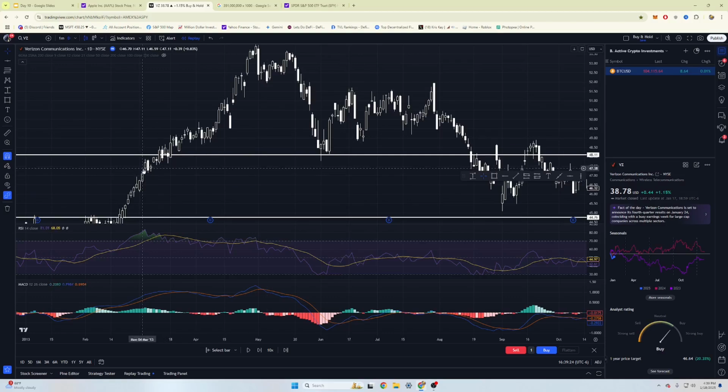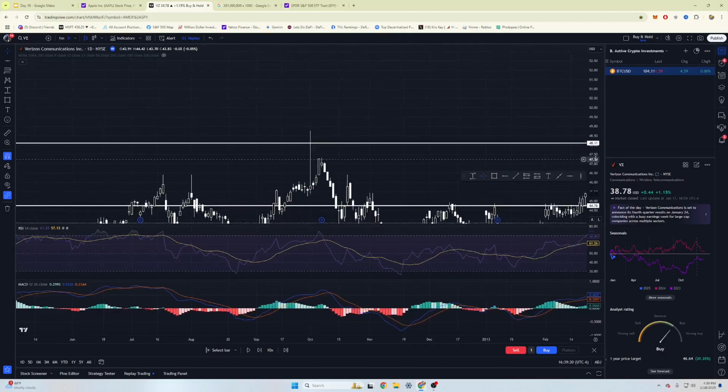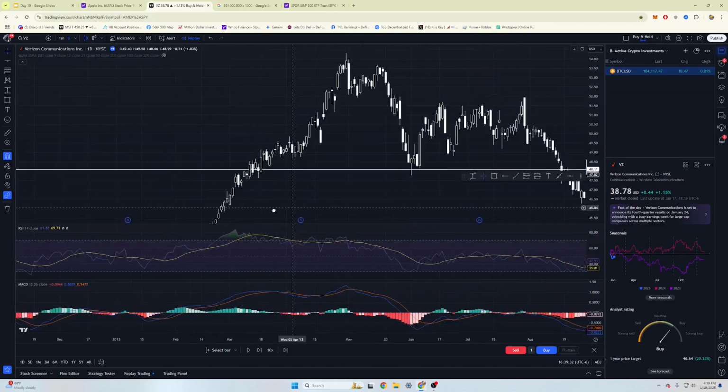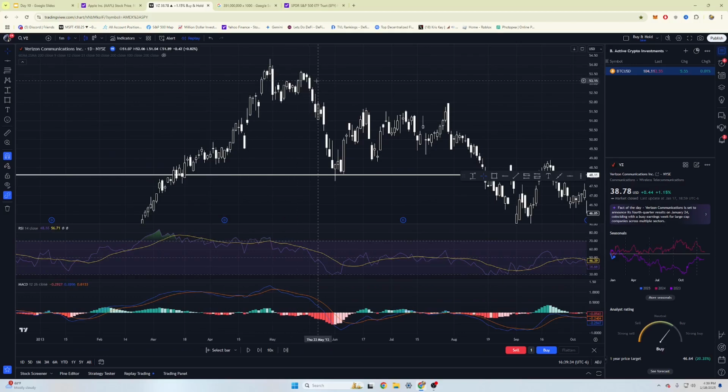So this is a beautiful hammer. That's picture perfect too. So we came up. We broke this level, which came back from all the way over here. As you can see, rejected. So we came up, we bounced back, and we made a perfect hammer candle.